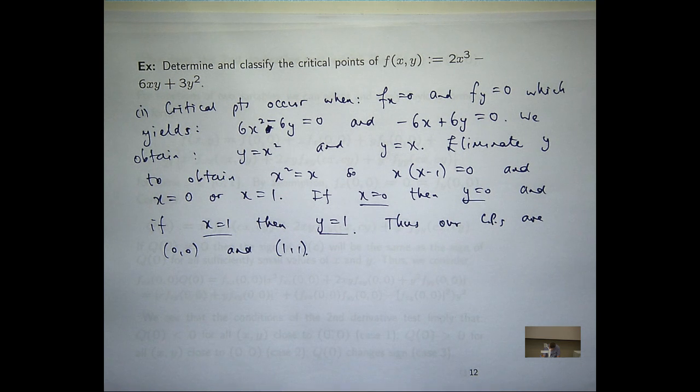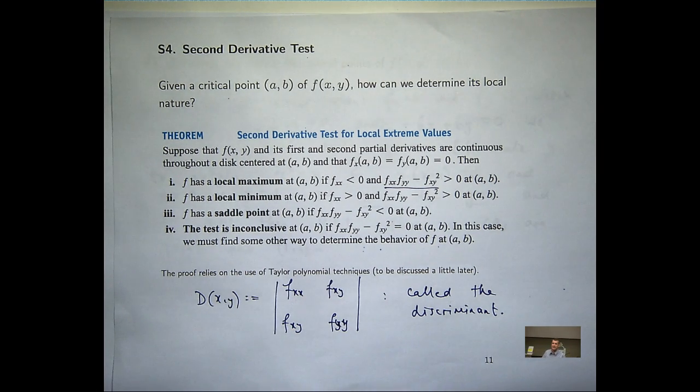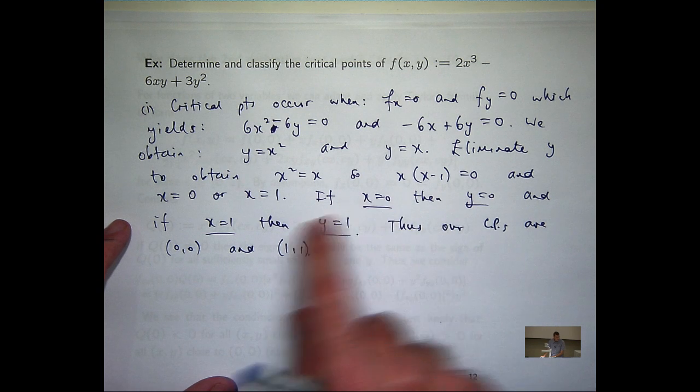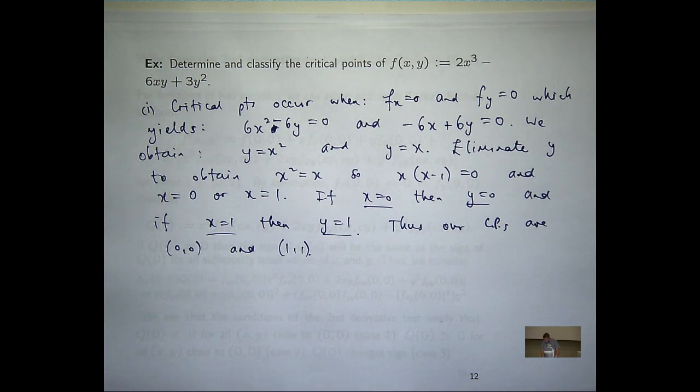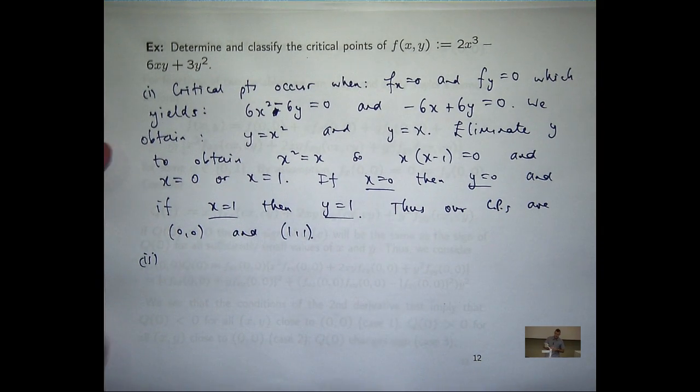Okay, that was the stuff that we looked at in the last lecture, right? So let's go through and classify those points now. What we're going to do is see which one of these conclusions we can make by trying to apply the second derivative test. The best thing is to just work with one of these critical points and apply the test, and then work with the other critical point and apply the test and see what happens. So this is part 2. We're classifying the critical points now.